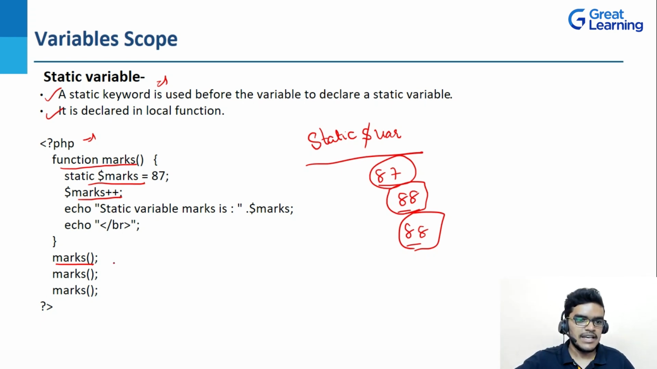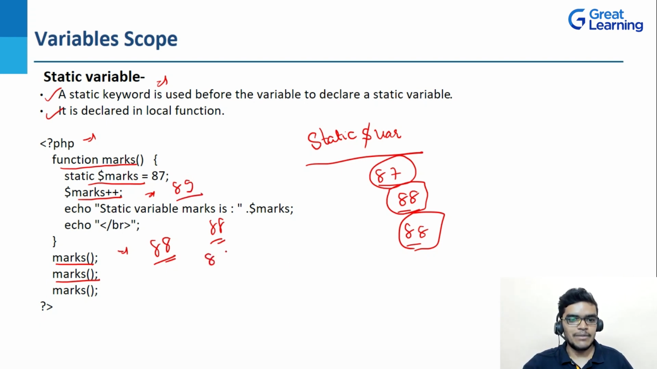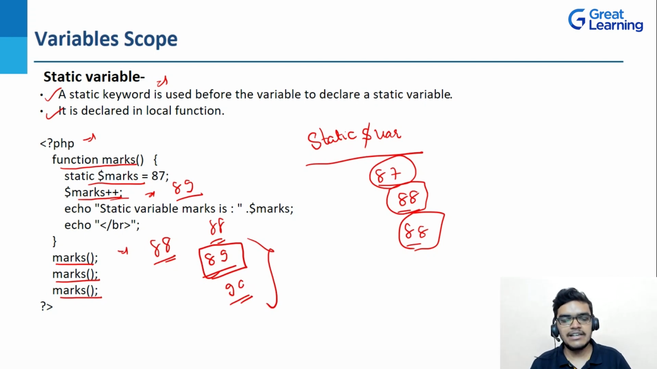So here you can see that the first time I am calling, I am getting 88. Now once again I am recalling this function. So now my static variable is 88, right? Now if I call it, there will be an increment, my new value will be 89, and the value 89 will be printed. Again I am calling through my function name. Again there will be an increment here, and my new value will be 90. So this is the concept of static variable. Now let's see a practical example.